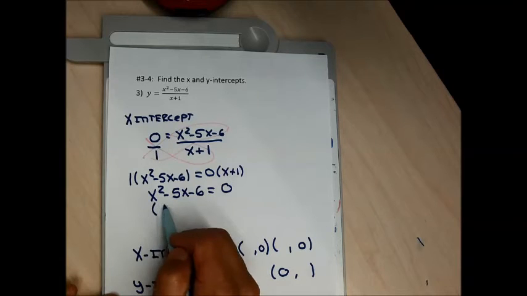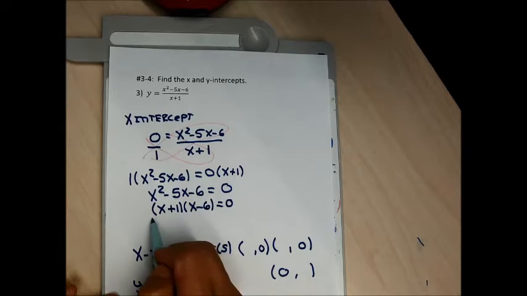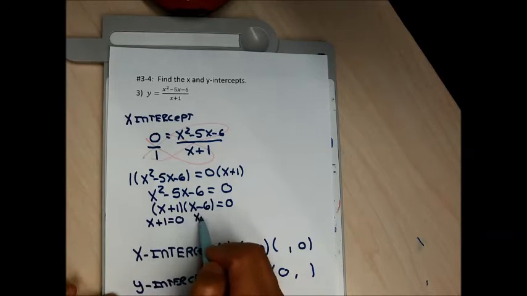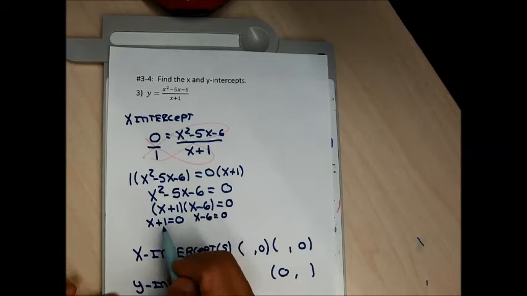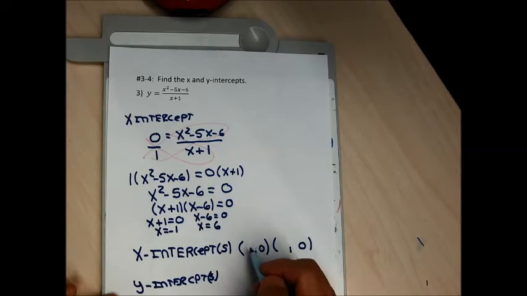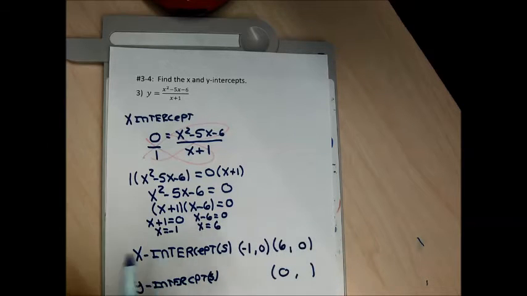So I'm going to factor this. This factors into x plus 1 times x minus 6. And to get my x-intercepts, I'll take each factor and set them equal to 0. The factor of x plus 1, when you set it equal to 0, you get x equal to negative 1. The factor of x minus 6, when you set it equal to 0, you get x equal to positive 6. So for my x-intercepts, I'm going to write the points negative 1, 0, and 6, 0.